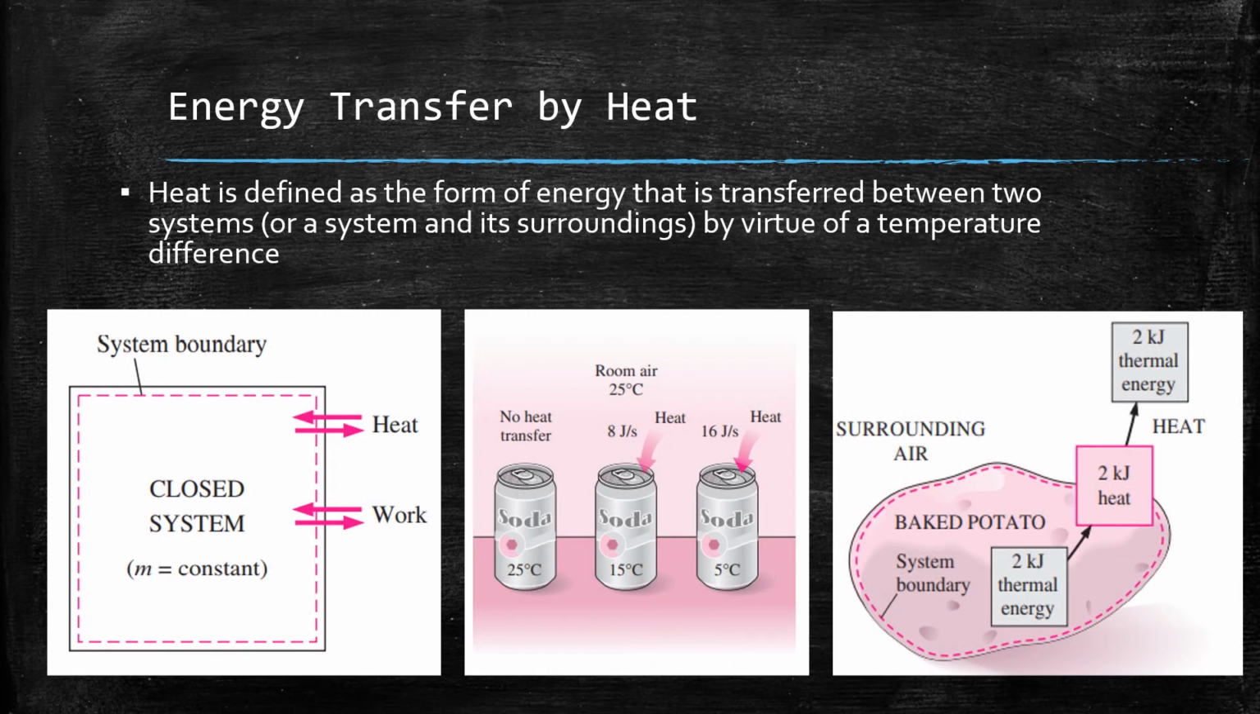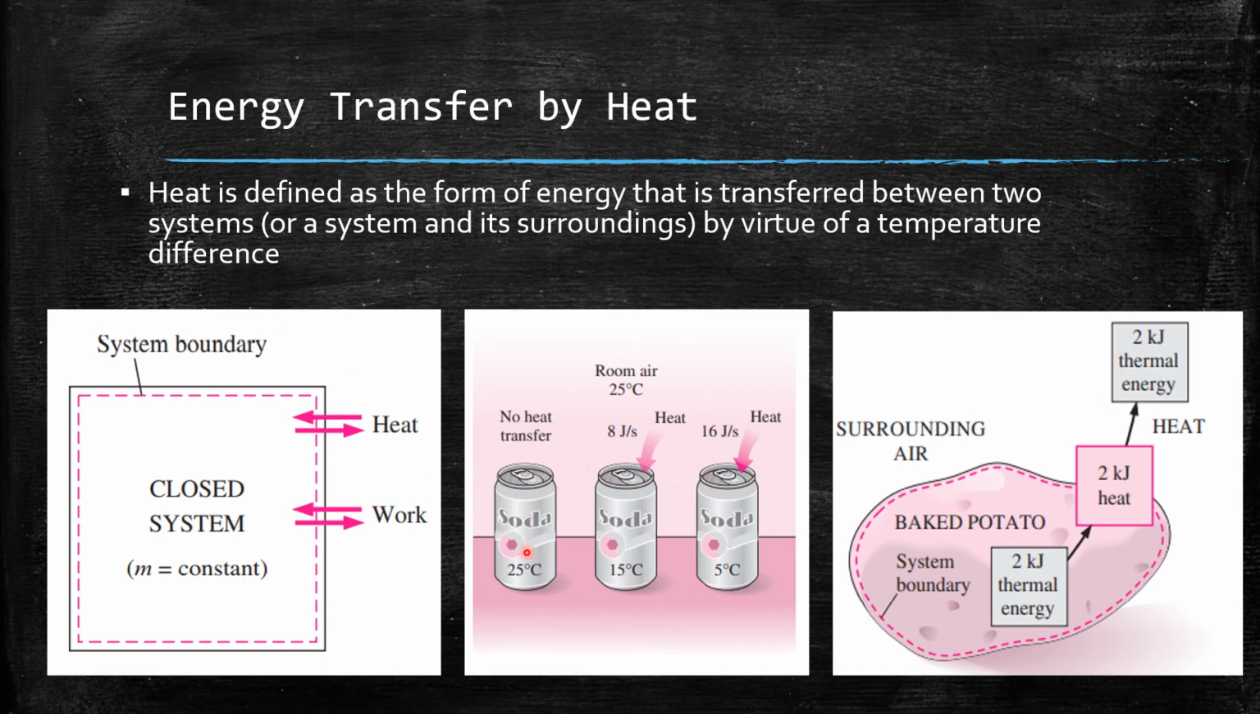Energy can cross the boundary of a closed system in two distinct forms, the heat and work. Now, let's discuss energy transfer. Specifically, we will discuss the energy transfer by heat. Heat is defined as the form of energy that is transferred between two systems or a system and its surroundings by virtue of a temperature difference.